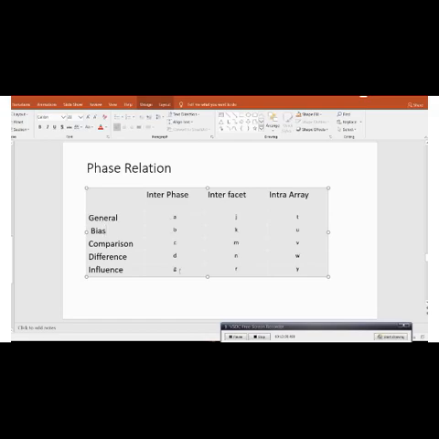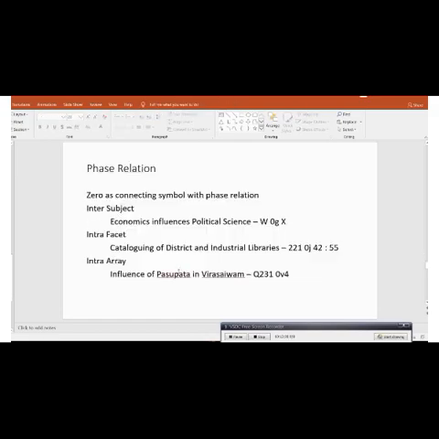Here we can get some examples also. Here 0 is the connecting symbol for the phase relation. Intersubject, for example, economics influences political sciences. Economics is the main class, political science is the main class, main subjects. So influences is the phase relation. So we use G as the connecting symbol. Then before G we use 0 as the connecting symbol.